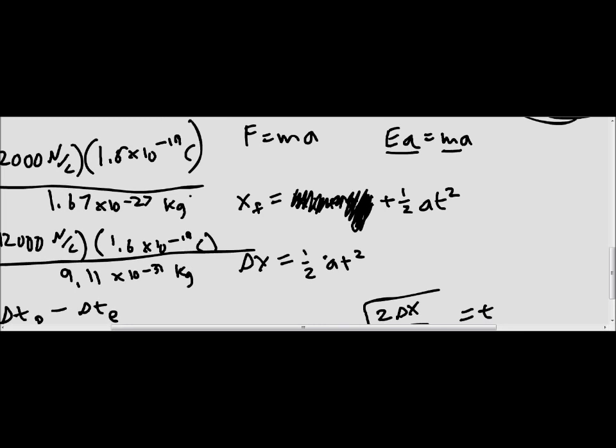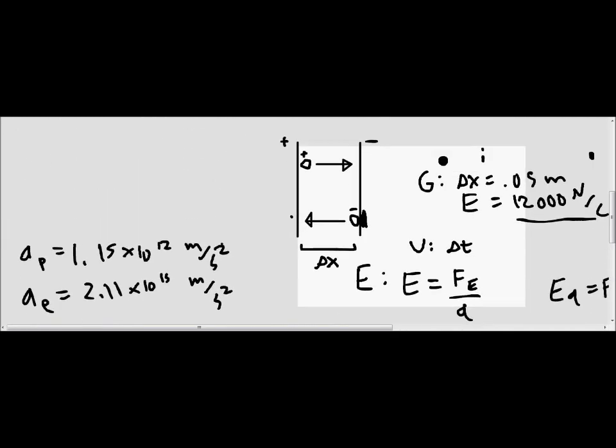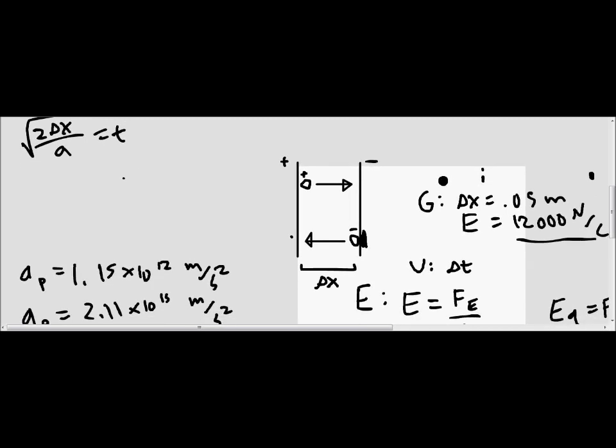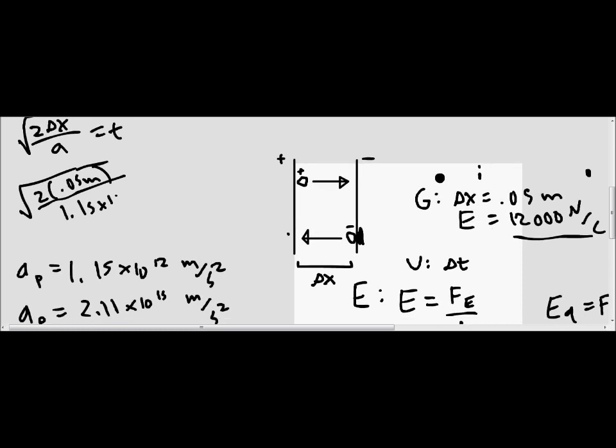So our equation is the square root of 2 times the change in x over the acceleration equals the time. And we'll plug in the acceleration for the proton first. So root of 2 times the change in x, which is 0.05 meters, over 1.15 times 10 to the 12th meters per second squared. And so that's going to equal the time.